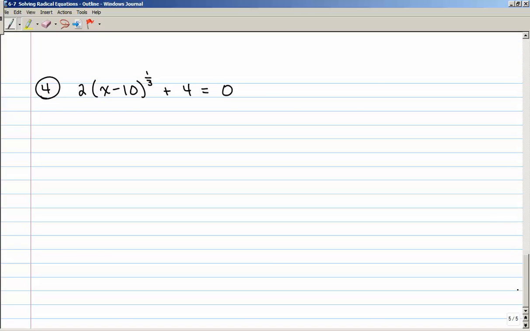Okay, in our last example, 2 times the quantity x minus 10 raised to the 1/3 power plus 4 is equal to 0. In order to solve this, it's kind of weird. I don't actually have a radical in this, but I do have something raised to the 1/3 power, which is the same thing as taking the cube root of something. So I want to isolate the expression that's raised to the 1/3 power. So I'll start by subtracting 4. And then I'll divide both sides by 2.